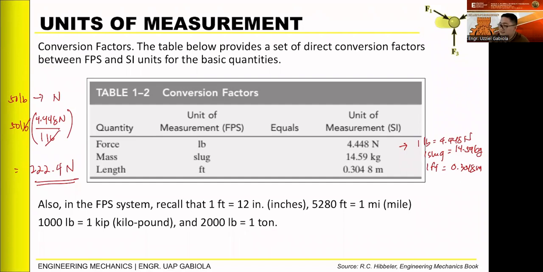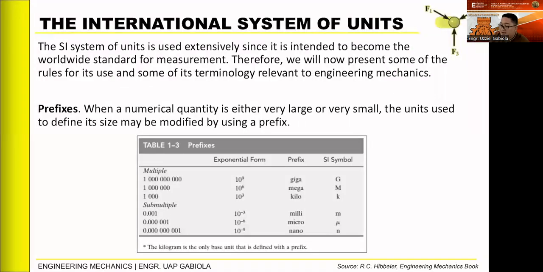Okay, next is yung tatawagin nating International System of Units, yung SI system natin. So the SI system of units is used extensively since it is intended to become the worldwide standard of measurement. Therefore, presented are some rules for its use and some of its terminology relevant to engineering mechanics. Yung first rule is paggamit ng prefixes. When a numerical quantity is either very large or very small, the units used to define its size may be modified by using a prefix.